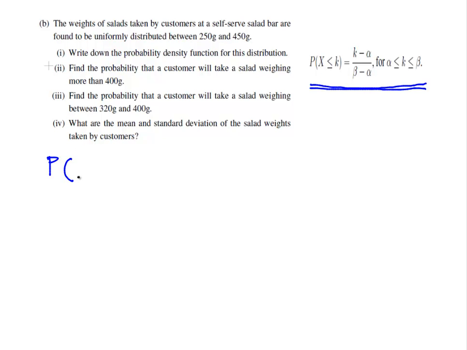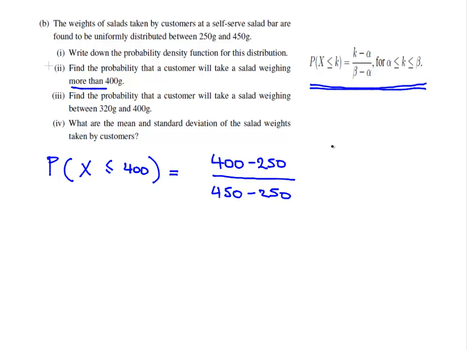So probability of x less than or equal to 400 is not actually what we're asked here. The question asked is more than 400, but just bear with me for a second. That is equal to 400 minus 250 all over 450 minus 250, and that is equal to 150 divided by 200, and that's equal to 0.25.